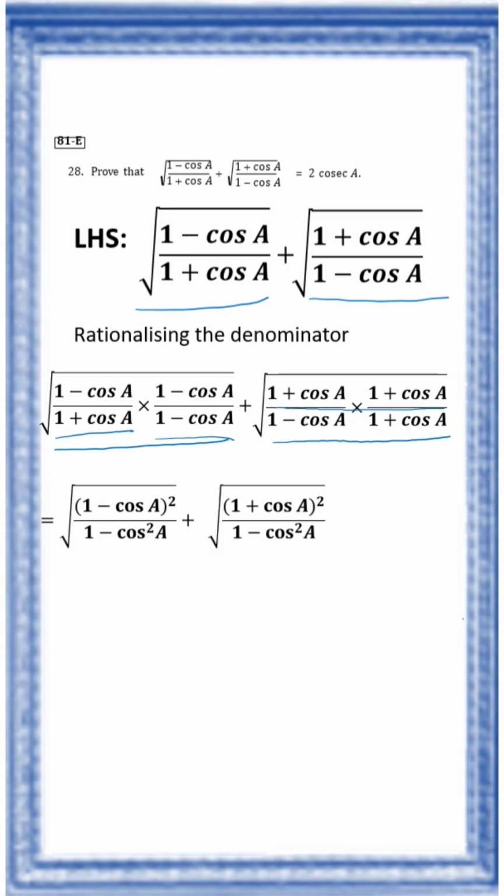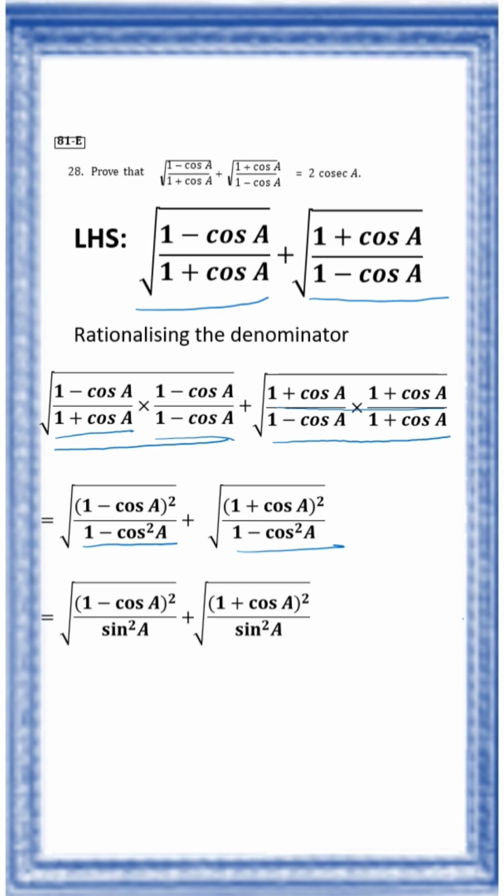Now let us cancel. Here we can convert 1 minus cos square A as sin square A. Here also we can convert 1 minus cos square A into sin square A because of the Pythagorean identity. Now remove the square root. Here this and this get cancelled. Here also.